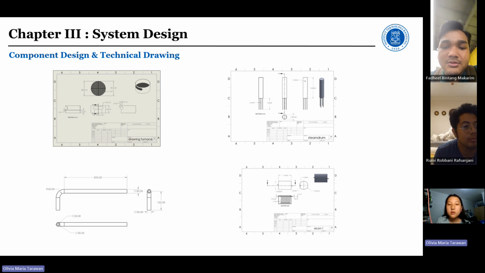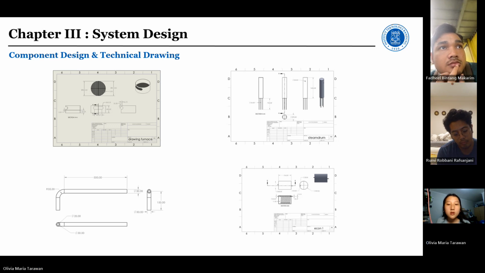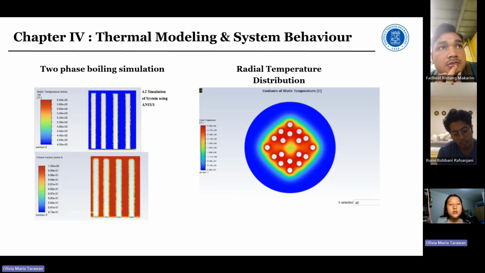If you need to look up a detail or more components about our system, it is attached in the report, but today we just explain it briefly. Okay, then the next one is thermal modeling and system behavior.